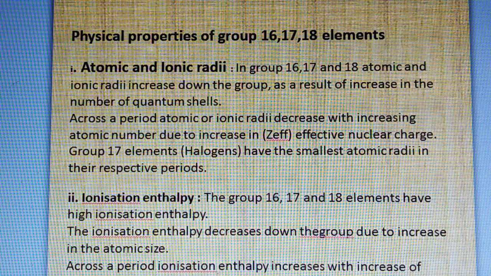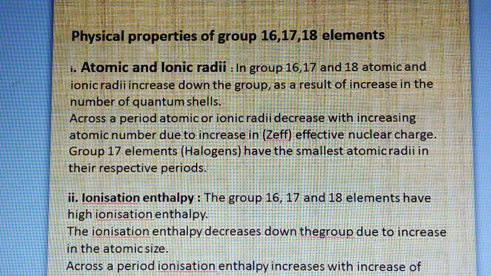Across the period, if we move from left to right in the periodic table, atomic and ionic radii decrease with increase in atomic number. Why does it decrease? Due to increase in effective nuclear charge. What is effective nuclear charge? It is the force of attraction between the positively charged nucleus and the valence shell electrons. From left to right, effective nuclear charge increases and therefore electrons are pulled towards the nucleus, and therefore across the period atomic or ionic radii decrease.